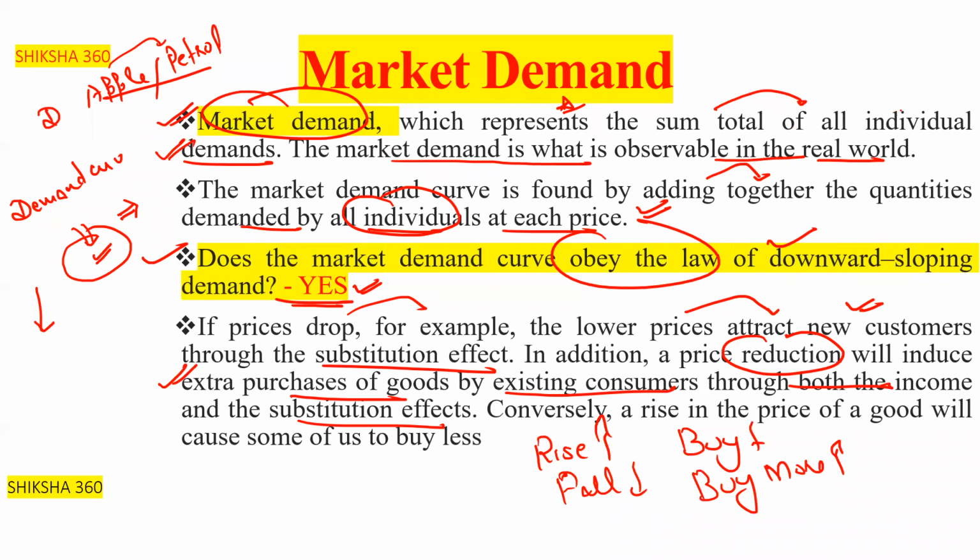Market demand is the sum total of all the individual demands. Clear? Basically, we have to understand what market demand is: it is the sum total of the individual demands.